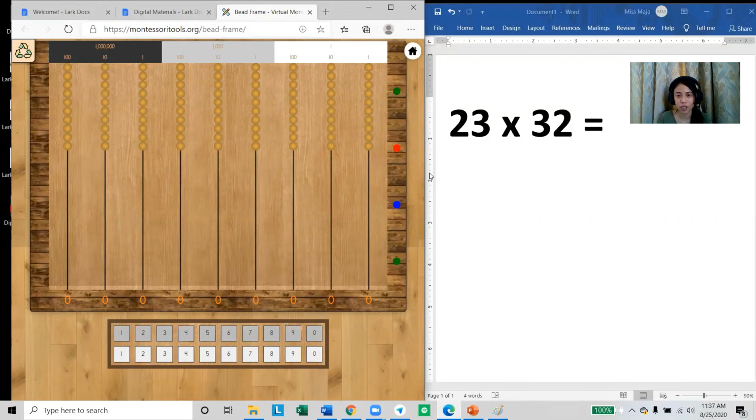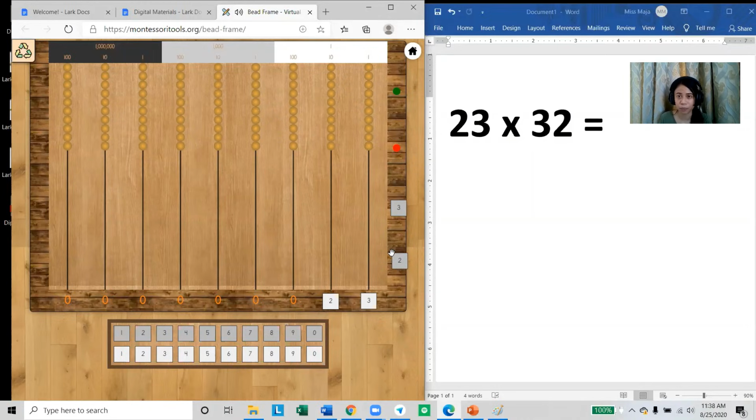My problem is 23 times 32. 23 is what you call the multiplicand. So I'm going to use the white number cards for my multiplicand. So I'll prepare 2 tens and then 3 units. Now 32 is my multiplier. So I'm going to use the gray number cards for my multiplier. That is 3 tens and then 2 units.